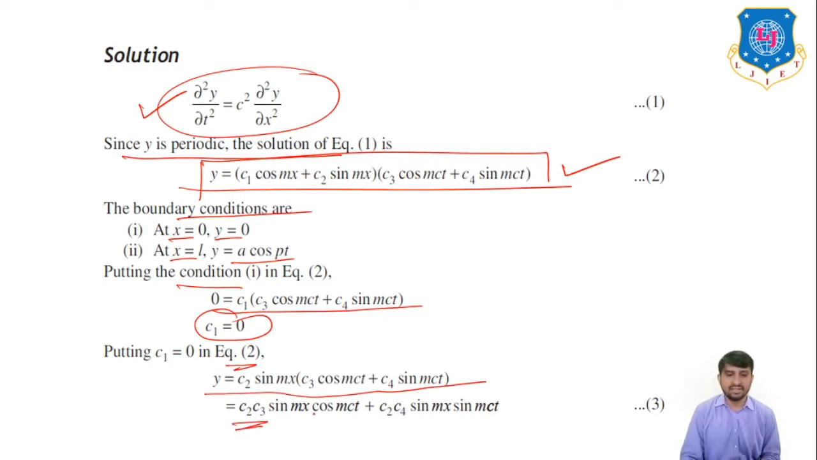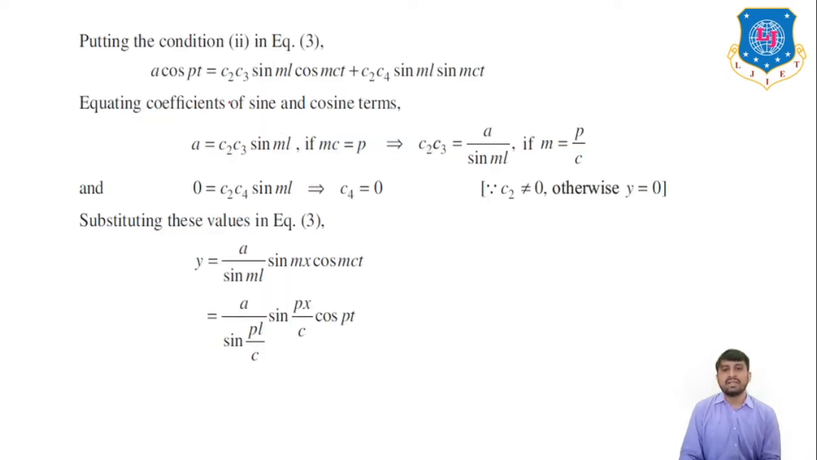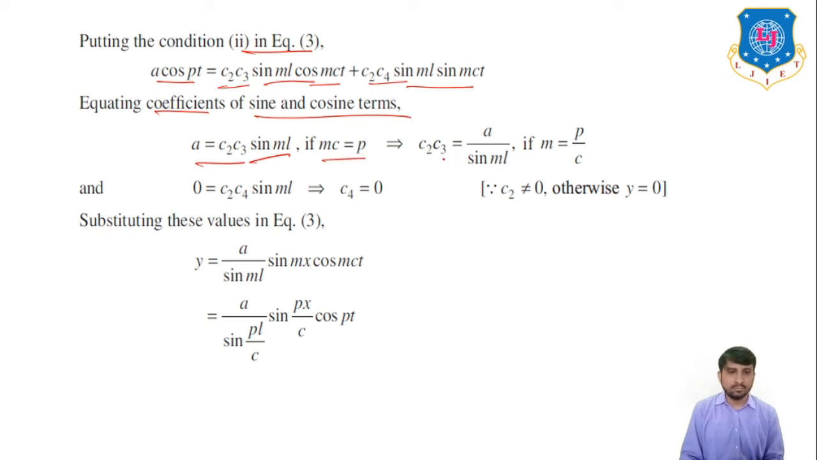So c2 c3 sin mx cos mct plus c2 c4 sin mx sin mct, clear? And putting condition 2 in equation number 3, a cos pt is equal to c2 c3 sin ml cos mct plus c2 c4 sin ml sin mct. Okay, equating the coefficients of sine and cosine terms, a is equal to c2 c3 sin ml, and if mc is equal to p, c2 c3 is equal to a upon sin ml.